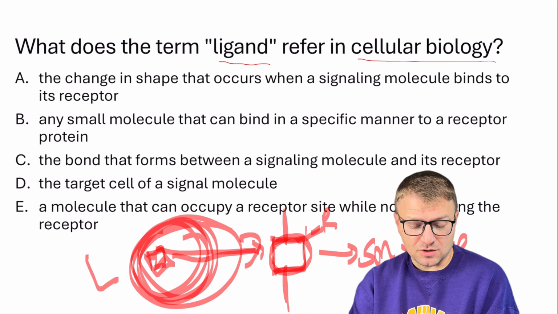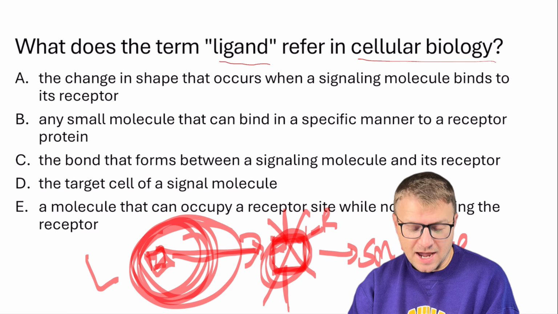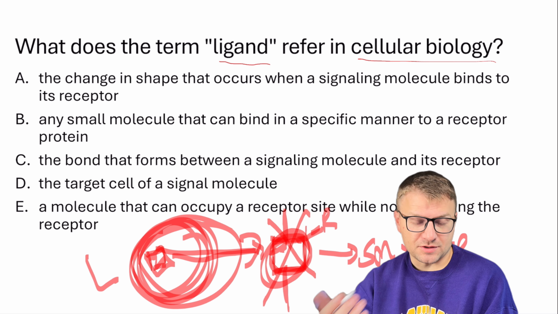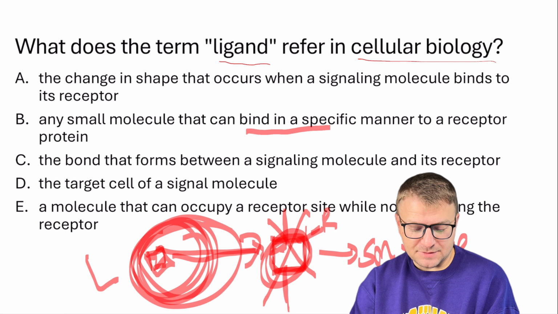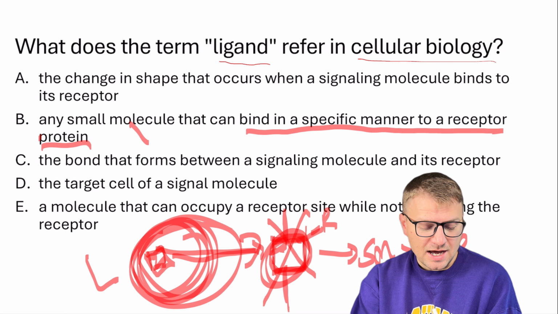A, the change in shape that occurs when a signaling molecule binds to the receptor. I mean, this does change shape, but it's not actually going to be called ligand. That's just how the receptor is going to interact with the ligand. B, any small molecule that can bind in a specific manner to a receptor protein. I think that's the answer. Let's make sure the other ones aren't right.